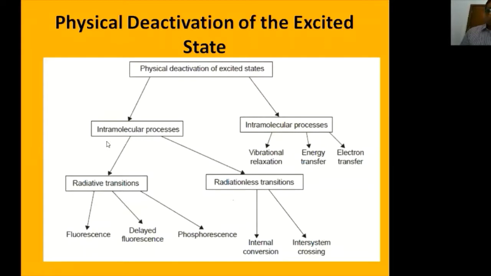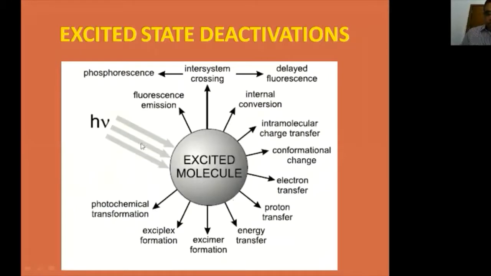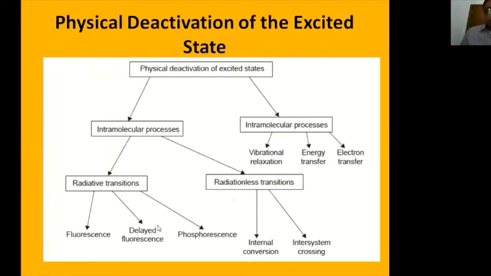And now you can see that you have the possibility of radiative transitions: fluorescence, delayed fluorescence, phosphorescence; and radiationless transitions, like internal conversion and intersystem crossing. Then you can see other processes like energy transfer, electron transfer, and vibrational relaxation, which are also possible between two different molecular systems. So these are all the physical processes.